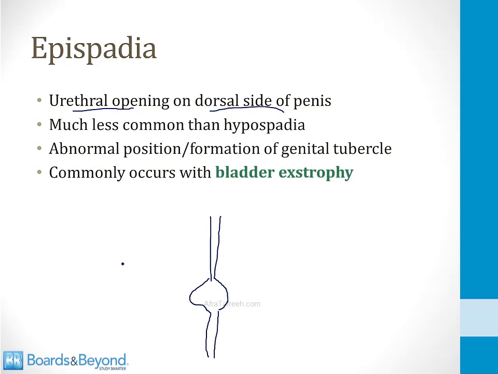In contrast, for an epispadias to form, the only way this can happen is if there is abnormal position or formation of the genital tubercle, and this is much less common. And because the genital tubercle is at the top of the external genitalia close to the bladder, this commonly occurs together with bladder exstrophy, where the bladder is located outside of the body.